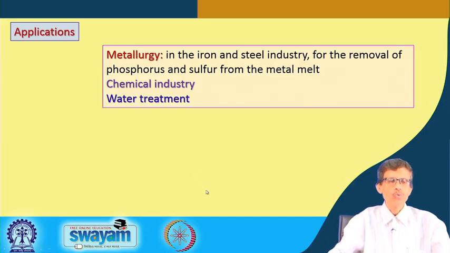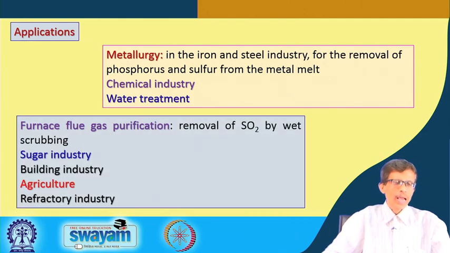Then for water treatment also we use calcium carbonate and calcium hydroxide. And one most important application is regarding furnaces, where we use huge furnaces in the industry: the furnace flue gas purification. Flue gas comes out when we burn something where sulfur dioxide is formed, and we get a huge amount of sulfur dioxide from that furnace. How do we remove it? Removal can be useful if we are able to convert sulfur dioxide to sulfur trioxide, because as we have seen earlier, sulfur trioxide can be used for making sulfuric acid. That means sulfur trioxide plus water will give you sulfuric acid.